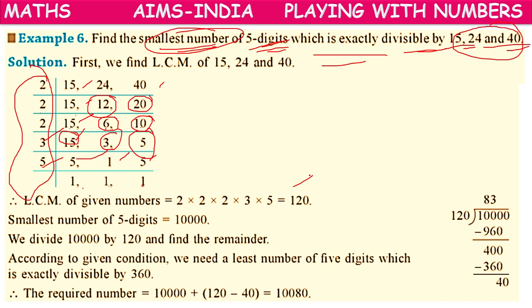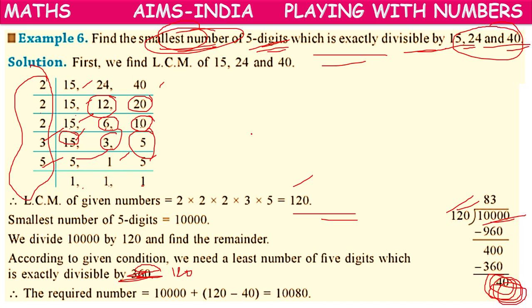120 is the LCM. But we have to find the smallest number. We have to find smallest 5-digit number. So let's divide with the 120, smallest number, 1 lakh. So remainder what? Remainder 40 we are getting. So what we can do here? Here we need a smallest number which is exactly divisible by 120. Sorry, children, here 120 it is. But this 1 lakh is not exactly divisible by 120, because 40 we are getting remainder.